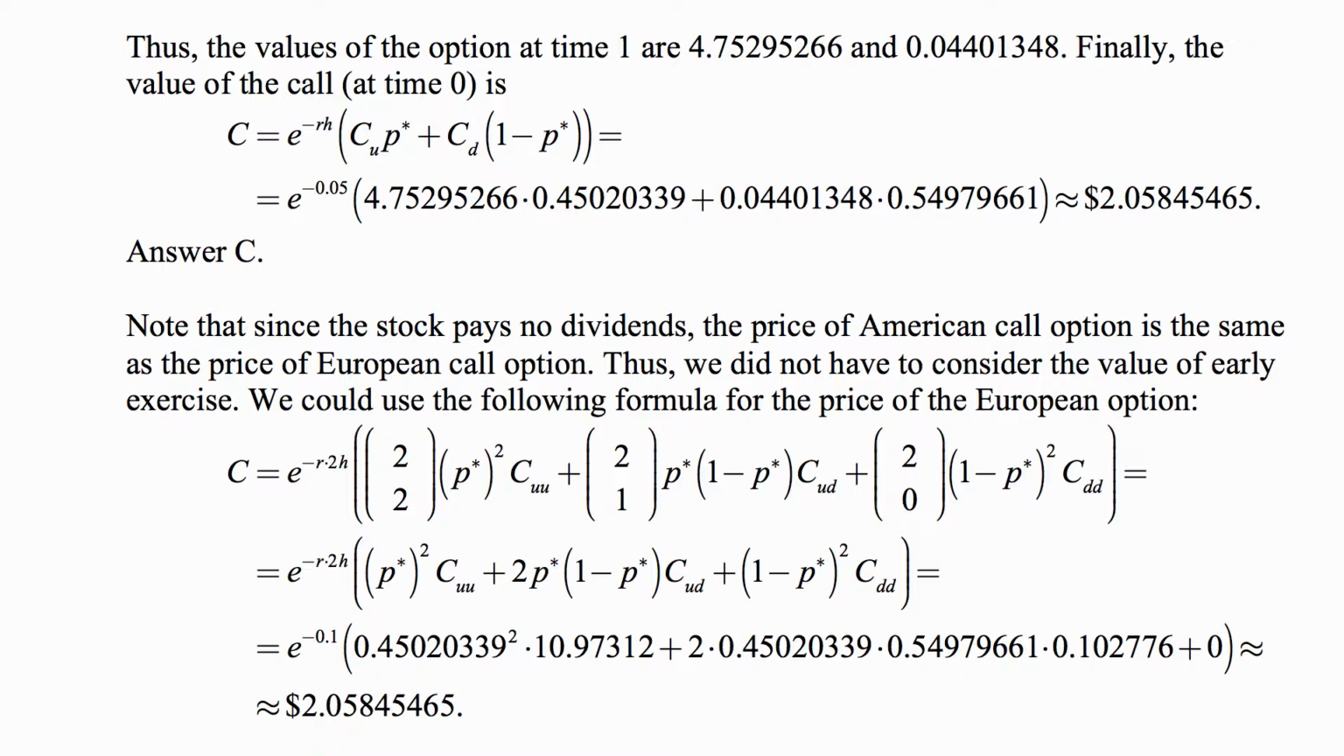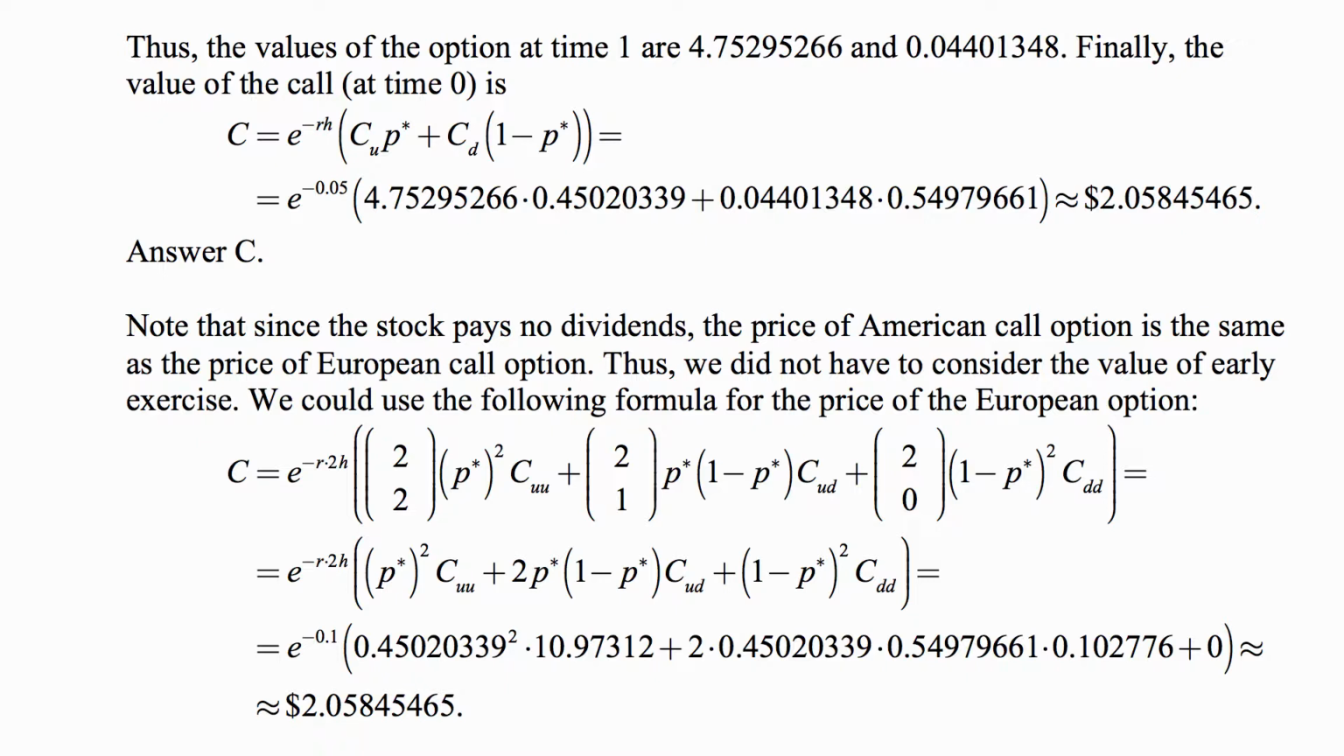And the value of the call at time zero will be the expected present value at time zero of these two values, calculated using risk-neutral probabilities and risk-free interest rate of 5% continuously compounded. So we just plug in the risk-neutral probabilities, those two values that we have, risk-free continuously compounded interest rate of 5%, and we end up with 2.058454465. That's answer C.